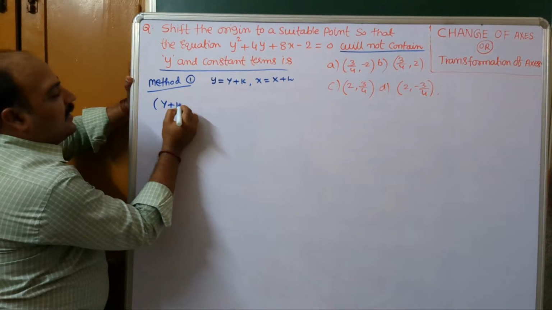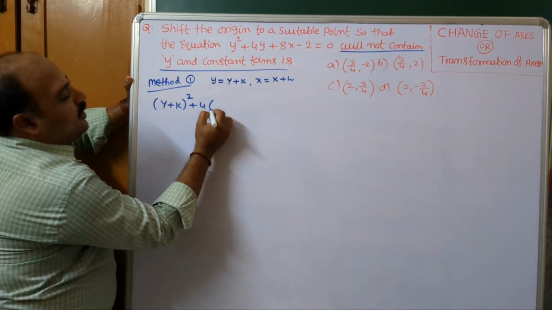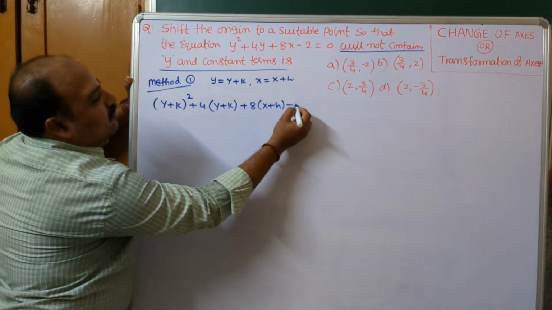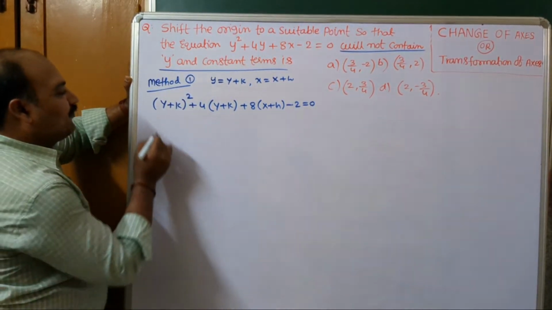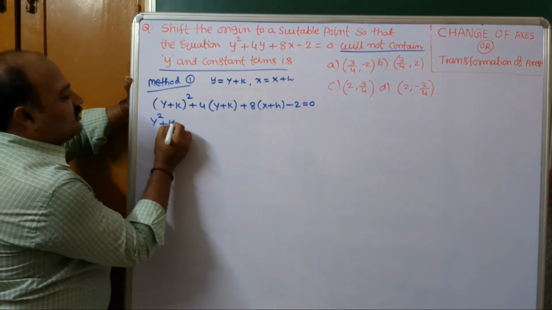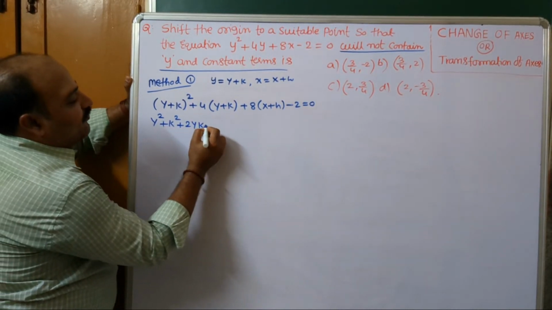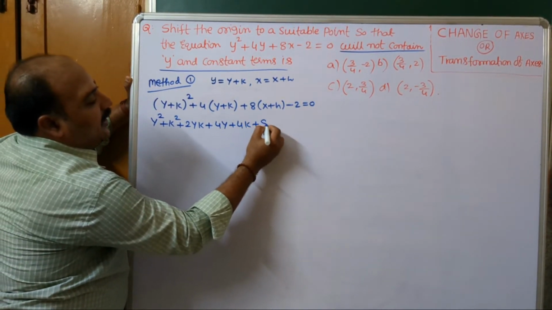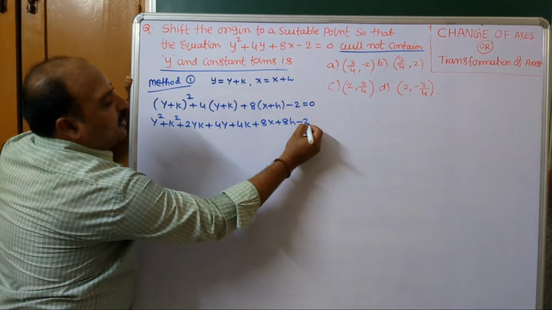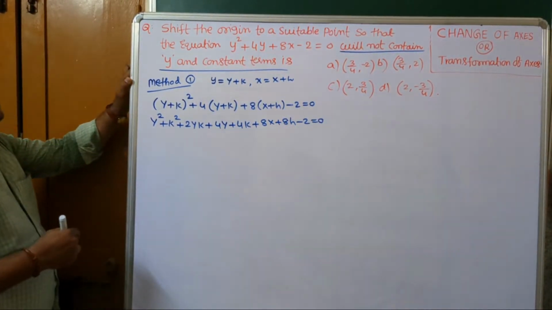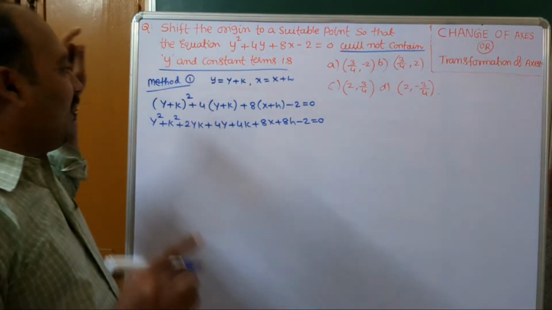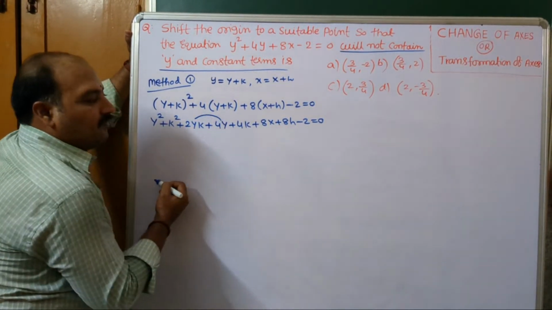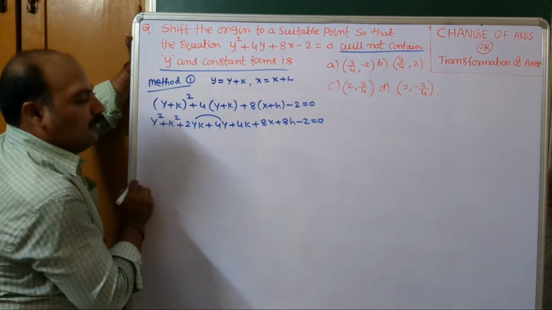So (capital Y plus k) whole square plus 4 into (capital Y plus k) plus 8 into (capital X plus h) minus 2 equal to 0. Okay. So Y square plus k square plus 2Yk plus 4Y plus 4k plus 8X plus 8h minus 2 equal to 0. This equation will not contain the y term, so take Y common from these two.